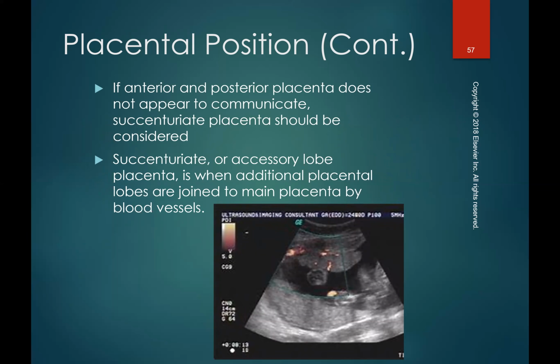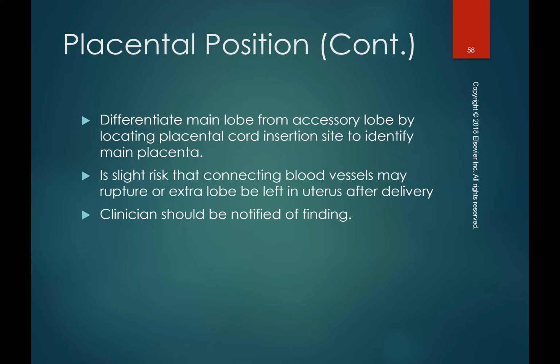So if the anterior and posterior placenta do not appear to communicate, it could be an accessory lobe or a succenturiate placenta. This is when there's an additional placental lobe joined to the main placenta by blood vessels. So what you want to do in this case is differentiate the main lobe from the accessory lobe by locating the placental cord insertion site to identify the main placenta. There is a slight risk that the connecting blood vessels may rupture, or an extra lobe may be left in the uterus after delivery. That's when you want to make sure that you mention this in the exam. So the clinician should be notified.